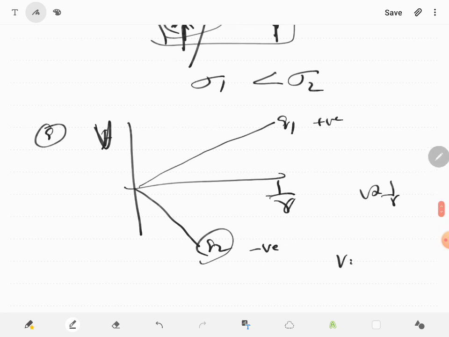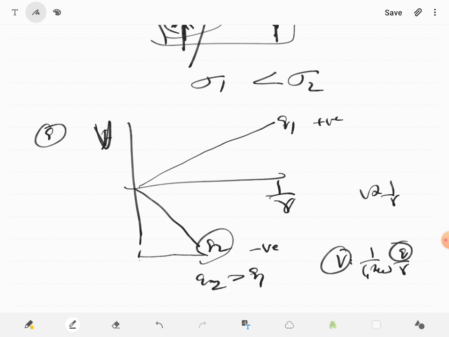V's formula itself is 1 by 4 pi epsilon naught into Q by r. So if the potential is larger, the charge will be larger. And from the graph, we infer that Q2 will be greater than Q1 because the potential, even though it's negative, its magnitude is bigger. So thus I would write it like this. So let's go to the next question.